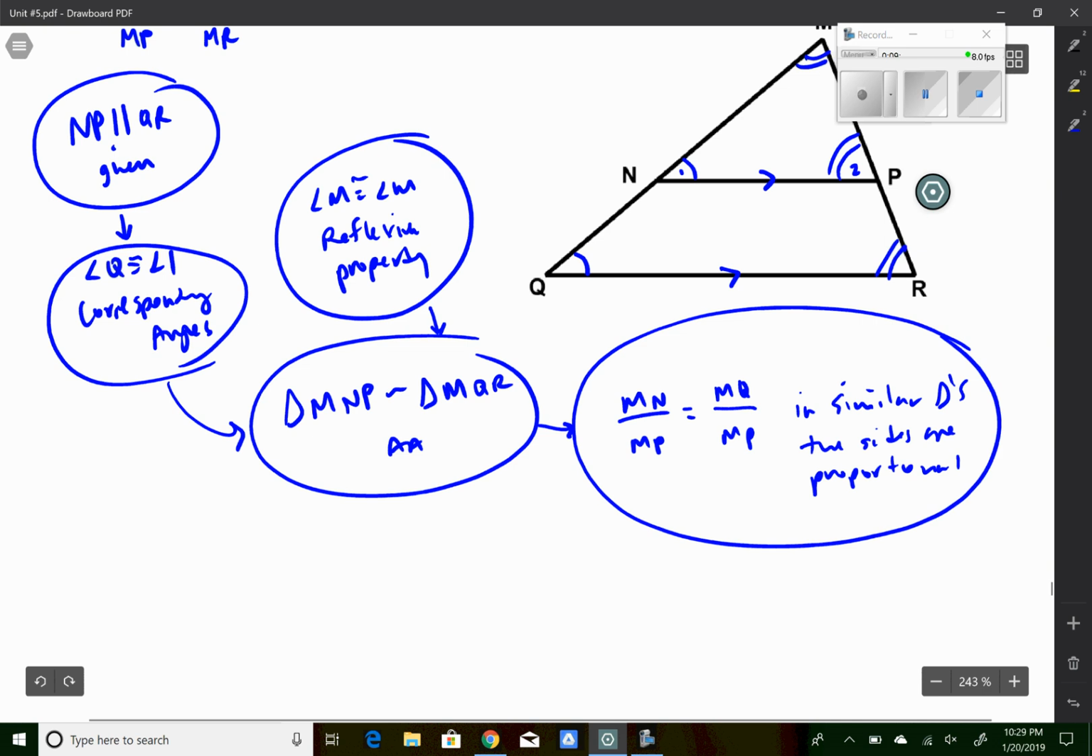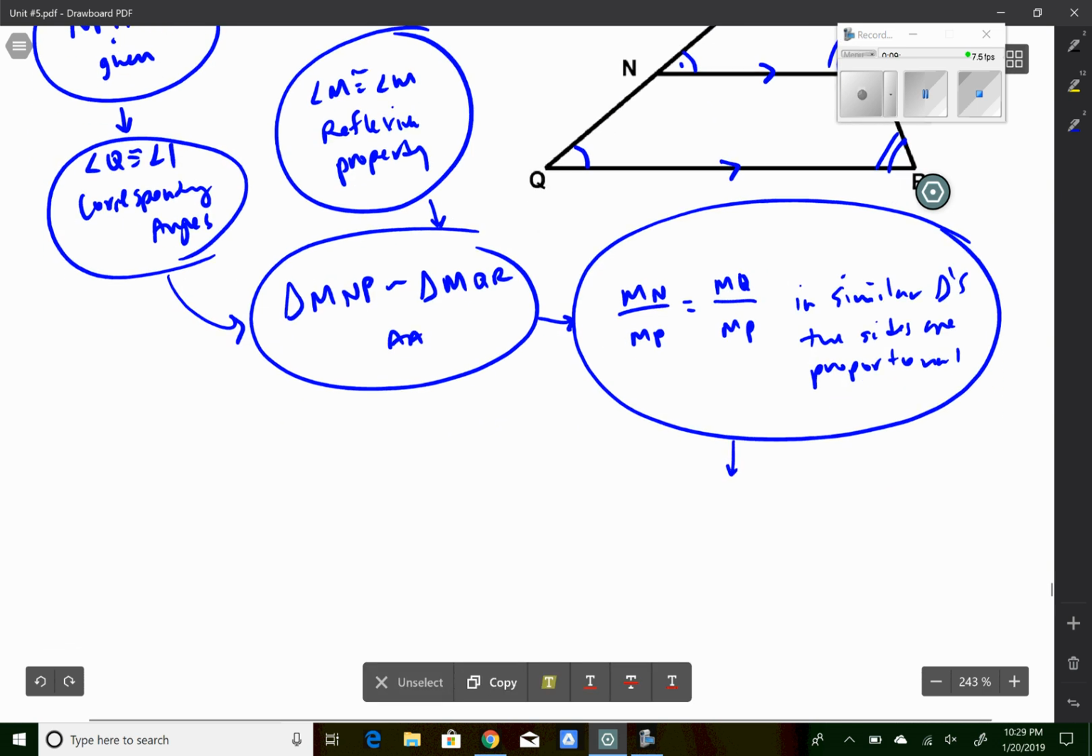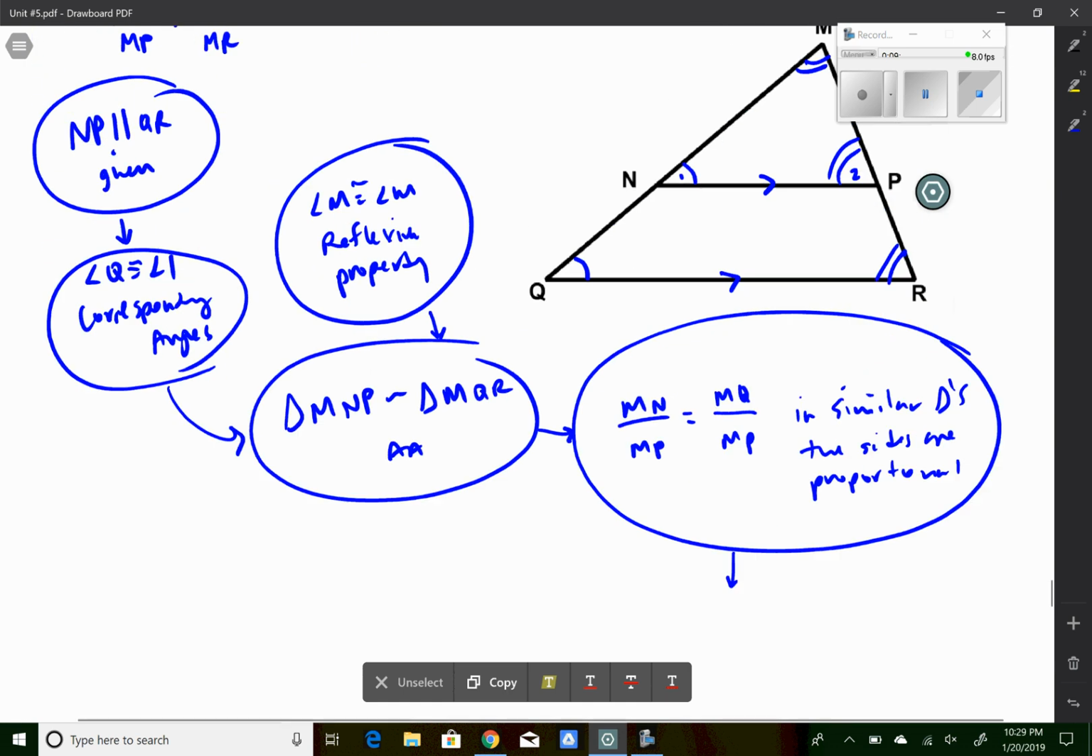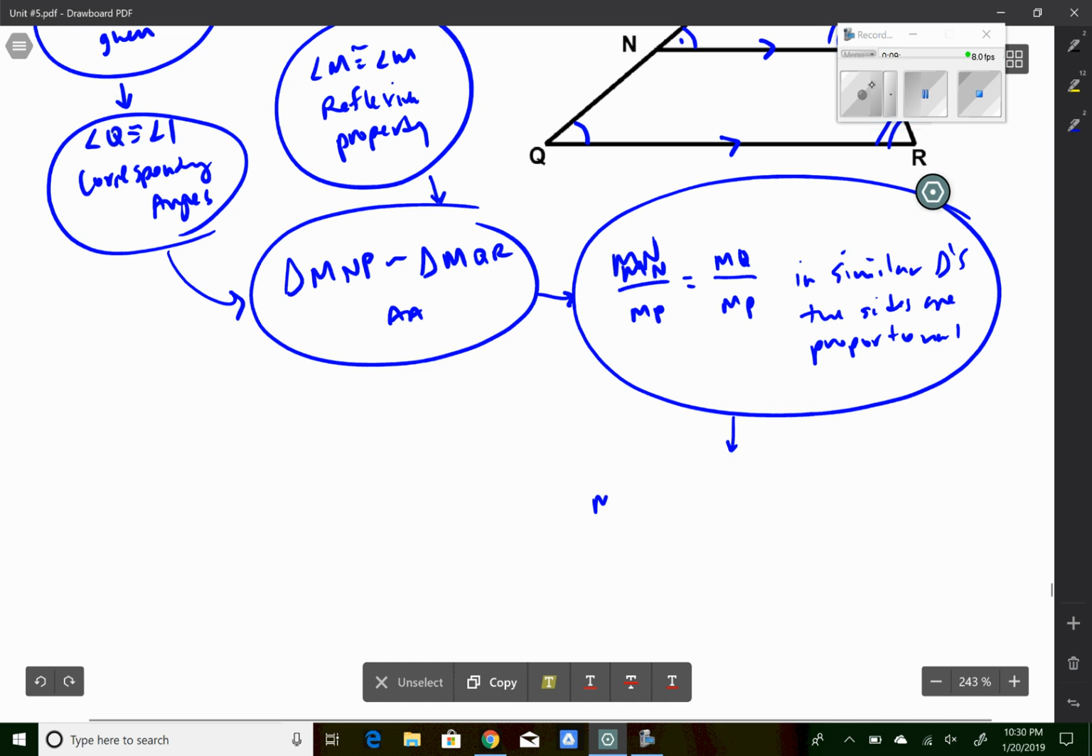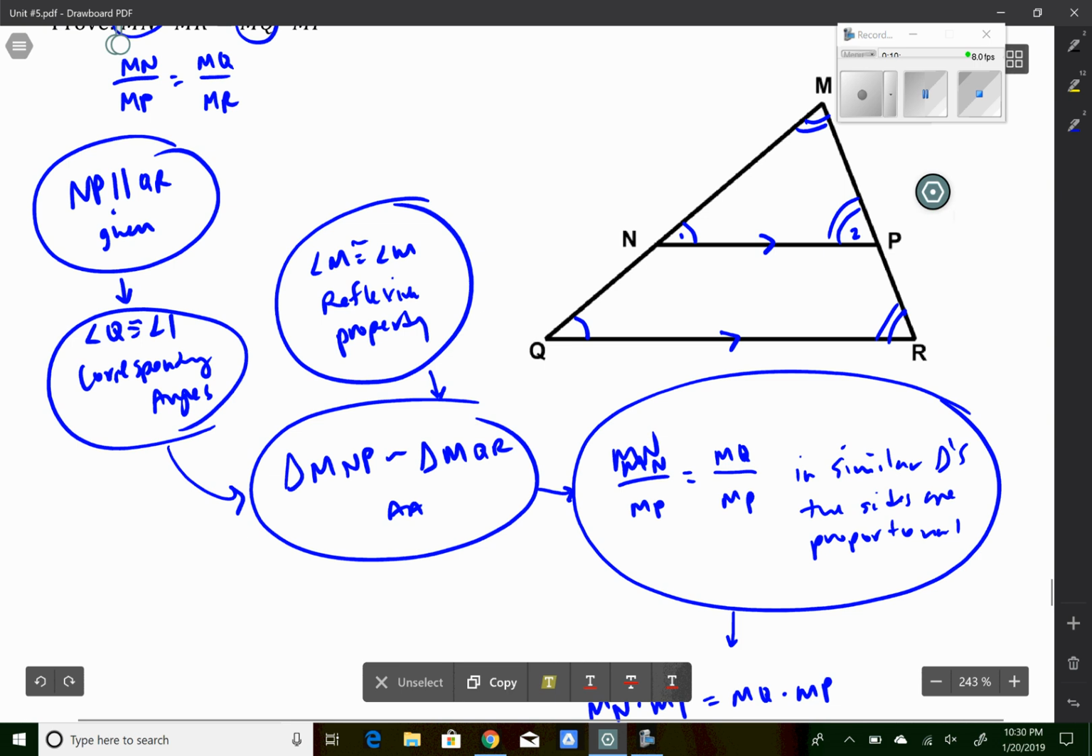Okay, you notice these last two steps are exactly the same as what we did in the last problem. So now that I know that the sides are proportional, I can then say that my segments are going to be multiplied out. So I could do my cross product here now. So now I can say MN times MR is the same thing as MQ times MP. No, I have that wrong. Let's see what I wrote down wrong. That should have been an R.